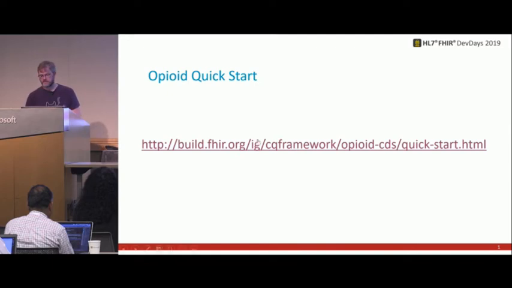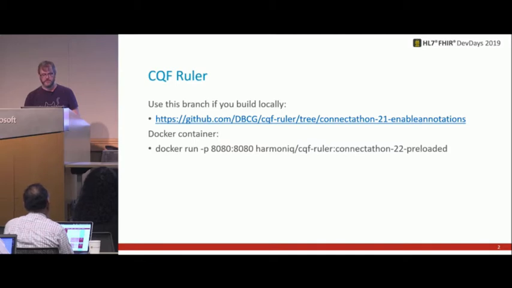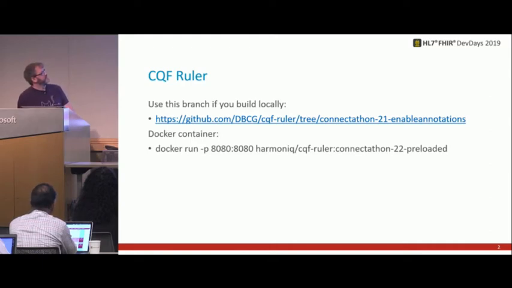So a couple caveats. If I could find my mouse, there it is. If you build the CQF ruler locally, if you're feeling particularly brave, use that branch, Connectathon 21 enable annotations. That has some fixes to make sure that this actually works. And if you're using a Docker container, if you just want to stand up a Docker, that's the Docker you can use to run the content.